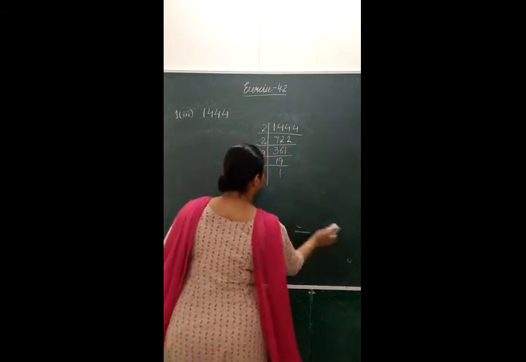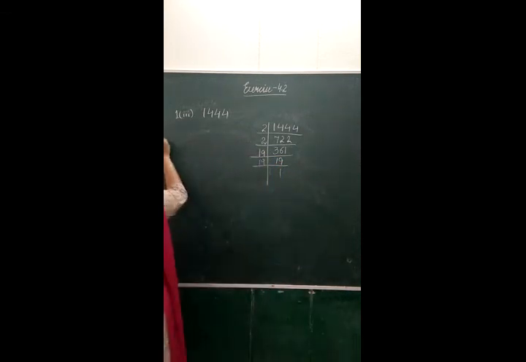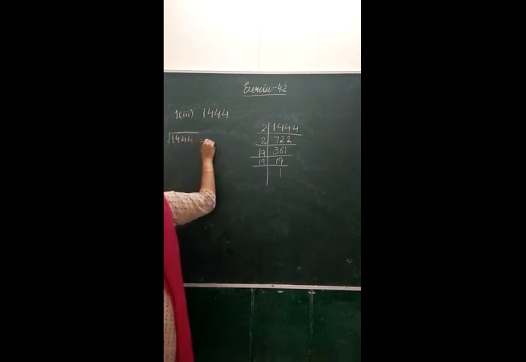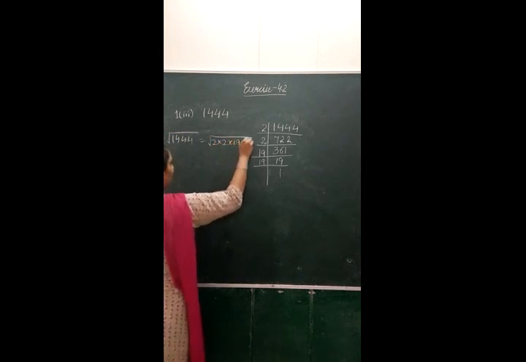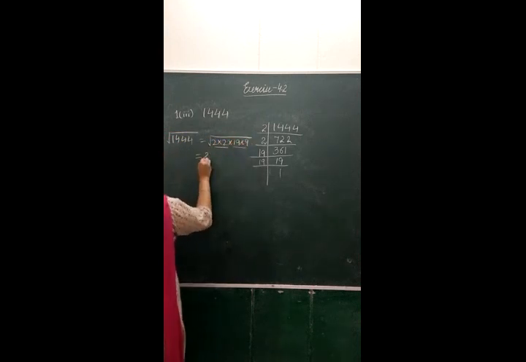So we can write this as under root 1 4 equals to under root 2 into 2 into 19 into 19. Take one number from each pair. So the answer is 38.